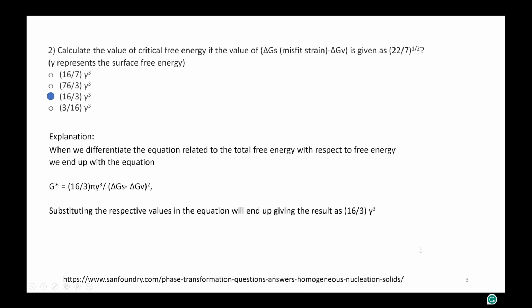For this explanation, you should know the equation for your total free energy. When we differentiate the equation related to the total free energy with respect to radius, we end up with the equation 16 by 3 pi gamma cube divided by delta Gs minus delta Gv square. Here delta Gs minus delta Gv square is pi root cube, square root of pi. So it will be squared and pi will get cancelled, and 16 by 3 gamma cube will be the answer.